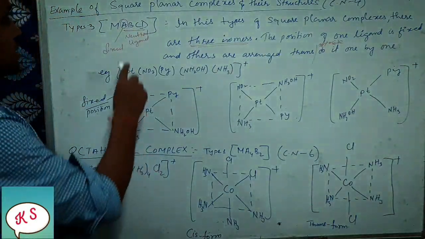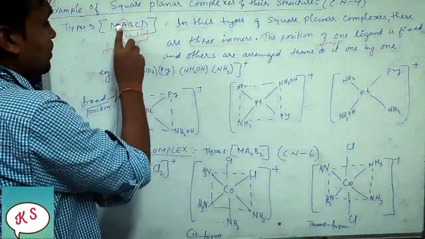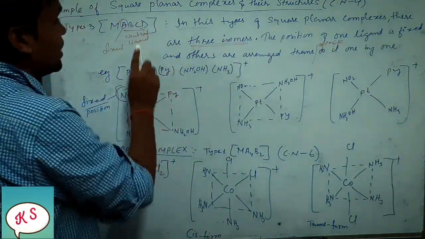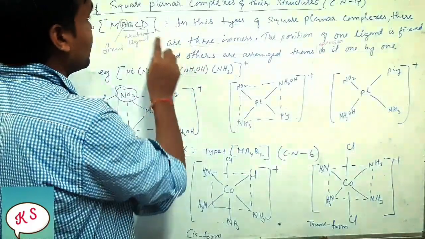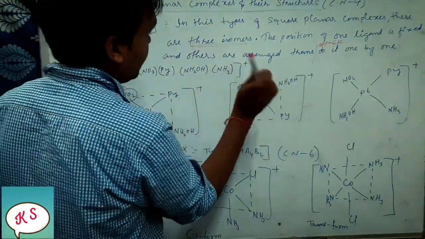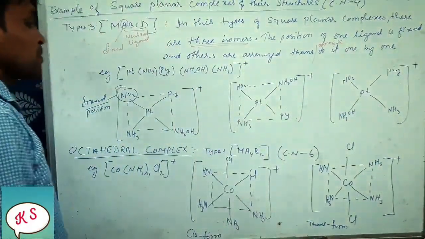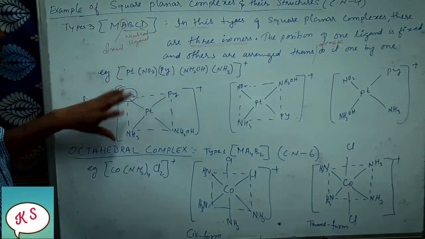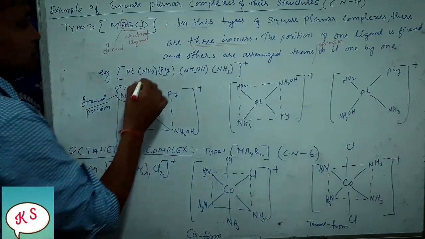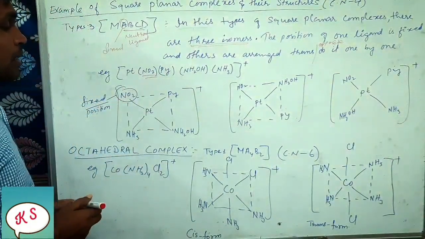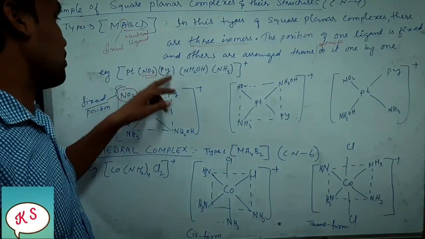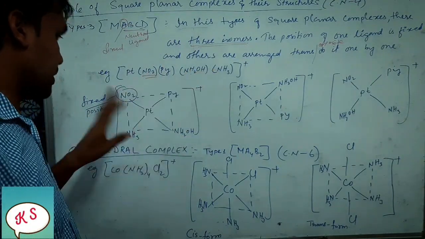Okay, so for example, we have considered this type of example: Pt, our metal atom, then ligands NO2, then ligands PY, then ligands NH2OH, then ligands NH3, and here it is all positive. First we have said that we are going to fix the position of one ligand, so I am going to fix the position of NO2. NO2 is the fixed position, then next one B, then next one C, and next one D.